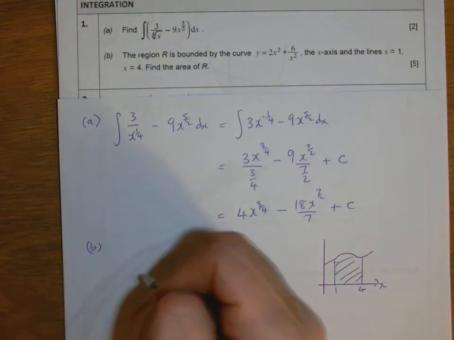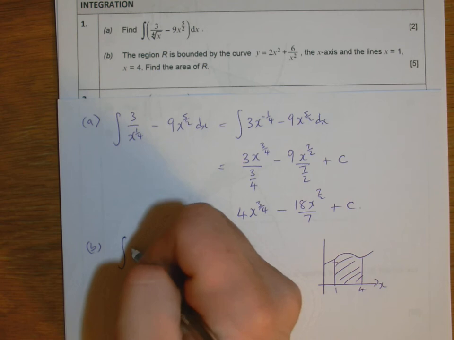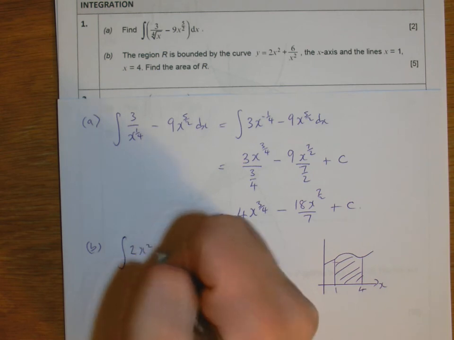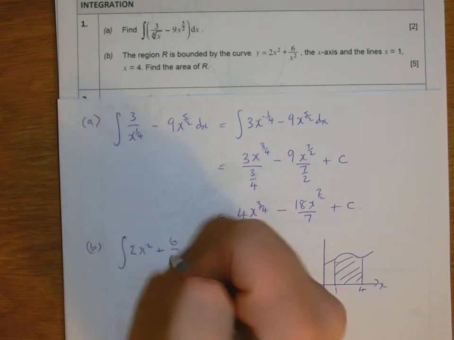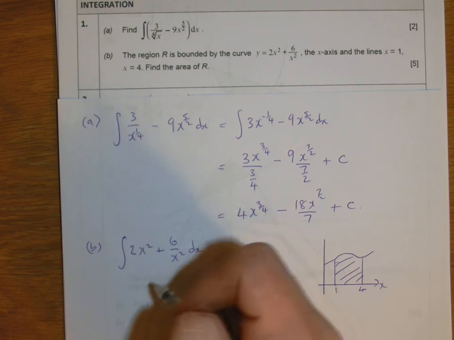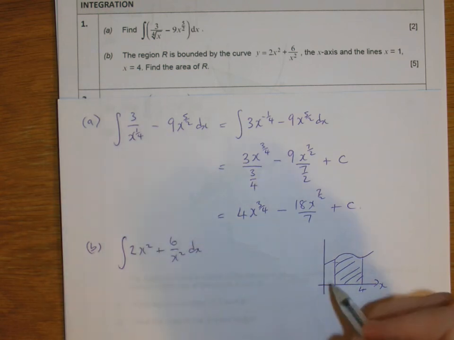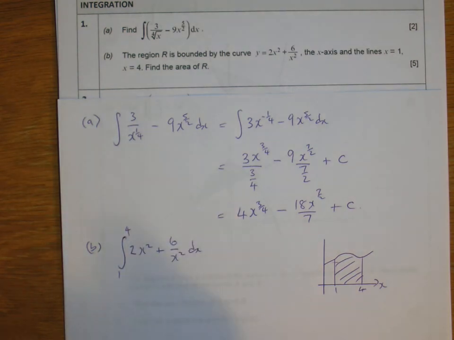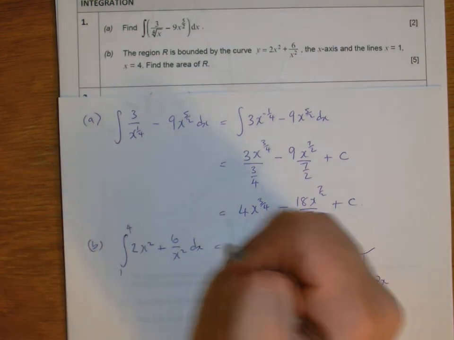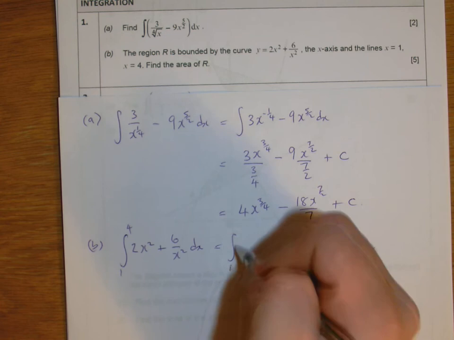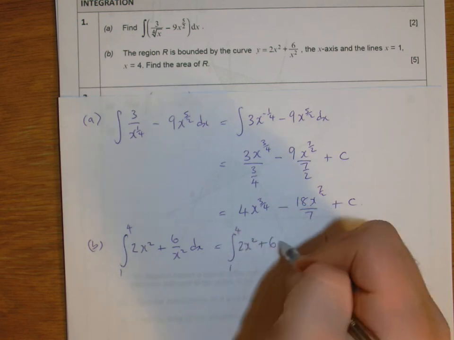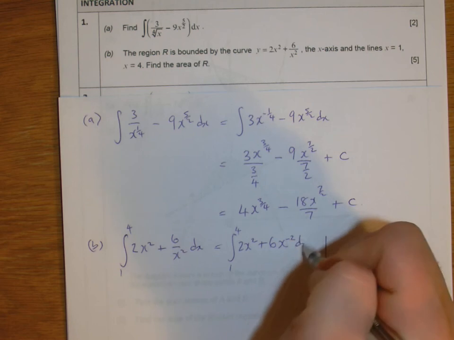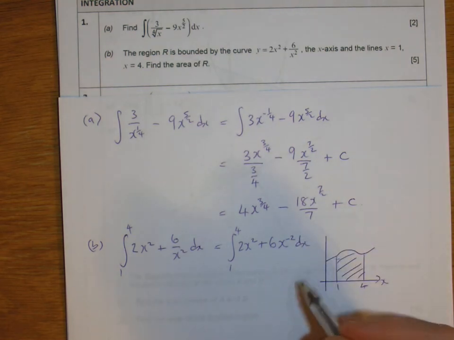So all we need to do is integrate the curve, which is 2x squared plus 6 over x squared dx, and we've got limits. The lowest value is 1, highest is 4, so we do that with our limits. Again, before we integrate, I'd be interested in taking any power on the bottom up to the top, because it's much easier to integrate that way. So that becomes x to the power minus 2 when you take that up.